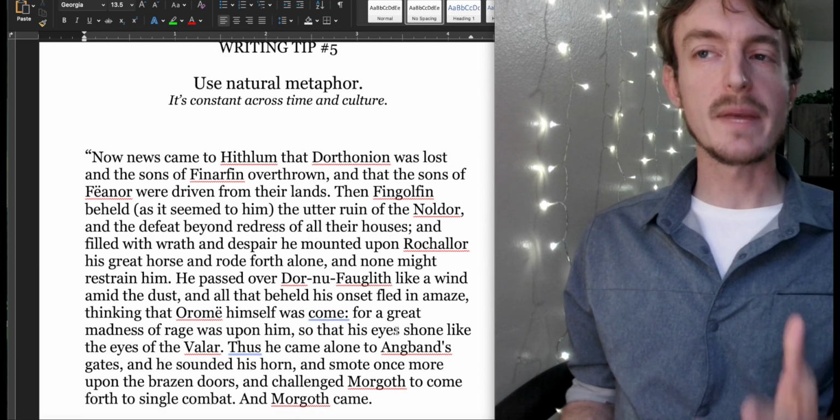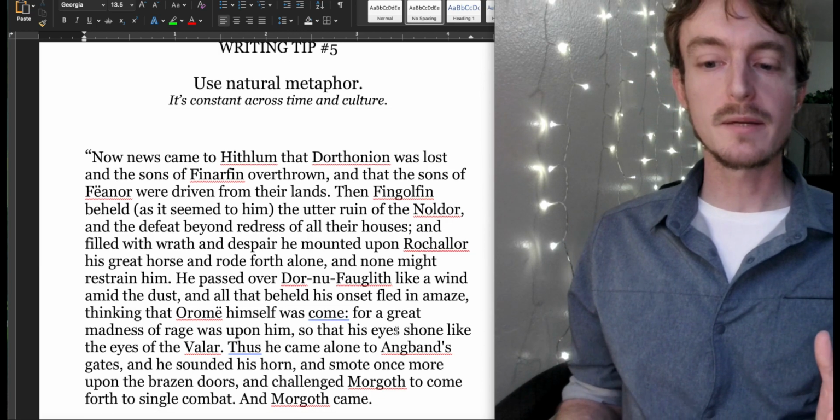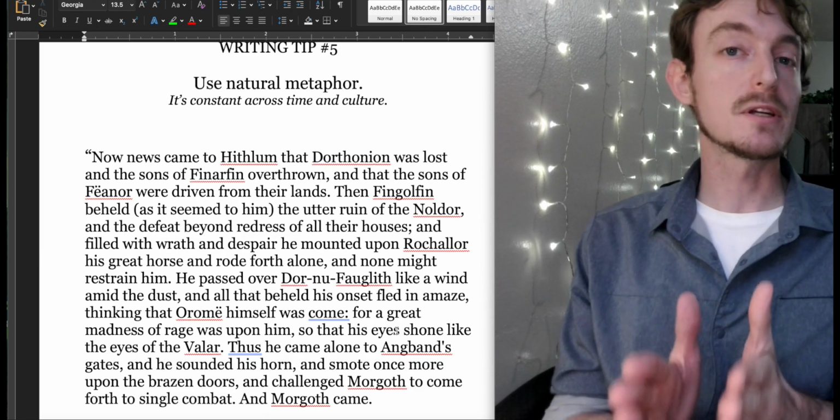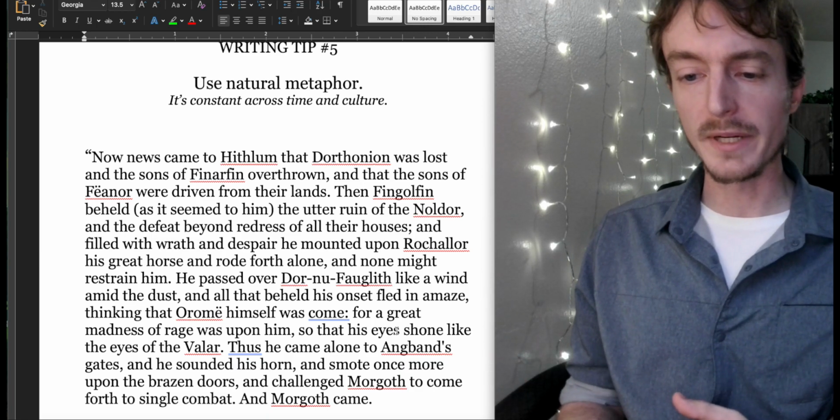He also uses metaphor that is specific to the Silmarillion, but this passage is occurring in the middle of the Silmarillion, so it makes sense to the reader.